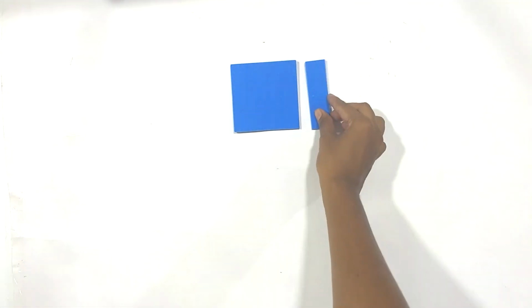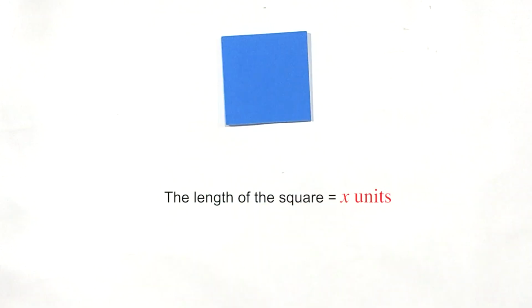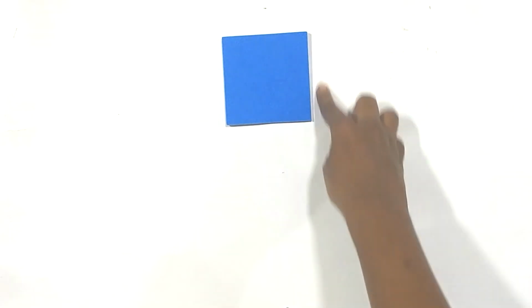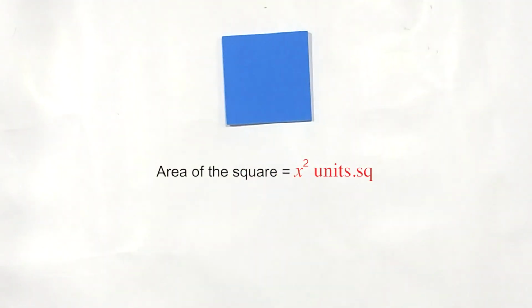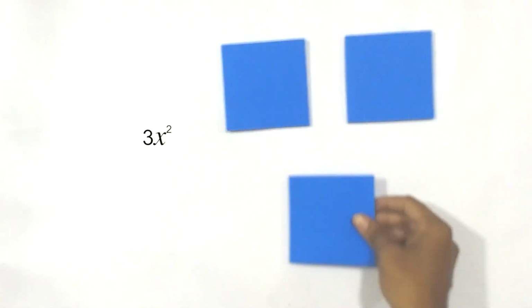Comparing the length of each side of the big square with the length of the rectangle, we can say that this length is x units. So the area occupied by the big square is x units squared, which is x squared. So it represents the value x squared. The fact that it is blue again signifies the value positive x squared. So to represent 3x squared, we can use 3 big blue squares.